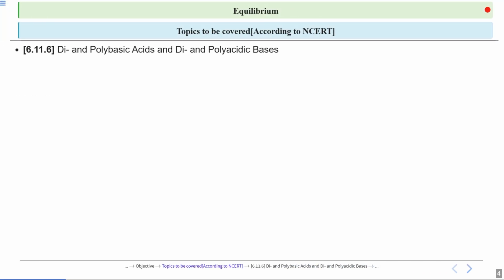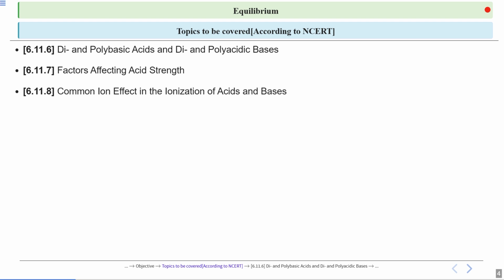So let us look at the specific sections of the NCERT that we are going to cover. We are going to cover section 6.11.6, which is di- and polybasic acids and di- and polyacidic bases. Then we have the factors affecting acidic strength. And lastly, we have 6.11.8, common ion effect in the ionization of acids and bases. Apart from this, we will also do NCERT problem 6.17.